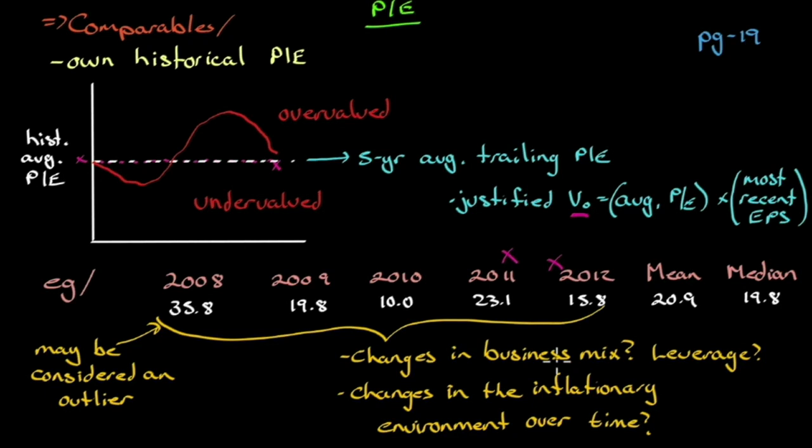We're going to spend a couple of screens on this whole idea of inflation because it does change how we would look at the PE ratio. But have there been changes in the inflationary environment over time? Perhaps in 2008 there was a very high inflationary environment and it dropped into 2012. Now, it didn't, but I'm just saying, depending on what country you're looking at, maybe it has, right?